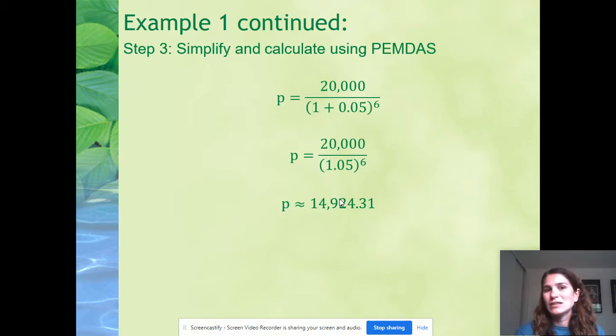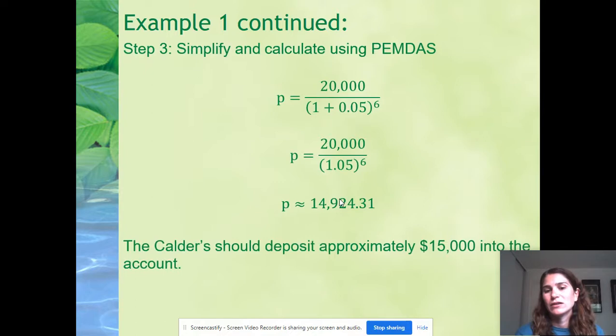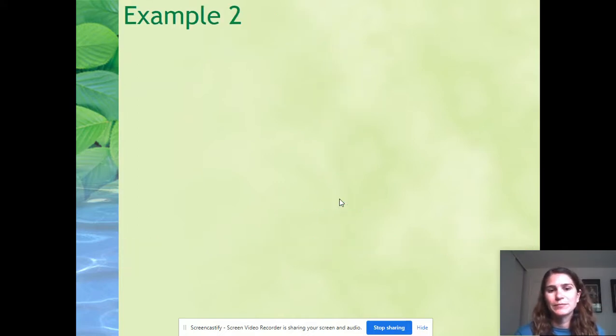$14,924.31. So basically, you have to put $14,924, or you can say approximately $15,000 into the account right now. And then in 6 years, it will eventually get you that $20,000 to help pay for the rest of college. So you're putting a lot of money in right now because it's just such a low interest rate.